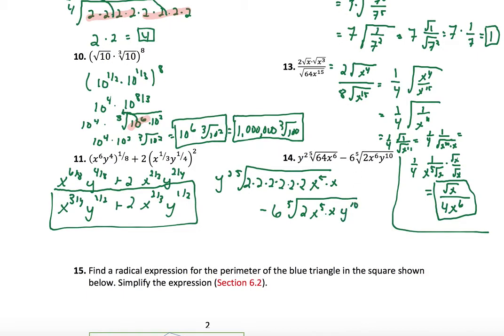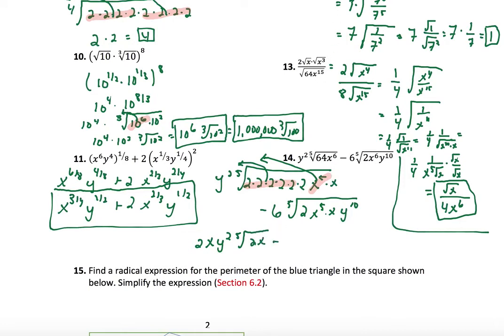Okay. In the first one, I can take out 1, 2, 3, 4, 5 2's, and I can take out the x to the 5th. When I do that, I bring the 2 out, so I have 2. I can bring out the x to the 5th. When I do that, I have to divide 5 by 5, so I have x, y squared, and it looks like underneath I have the 5th root of 2x.